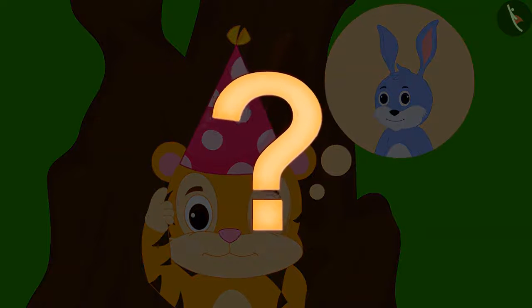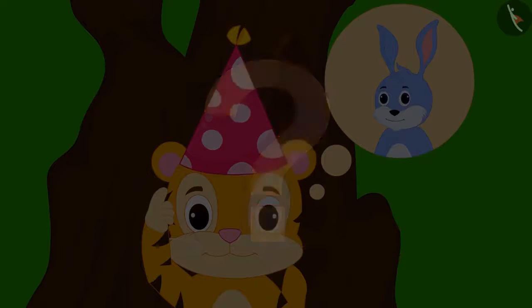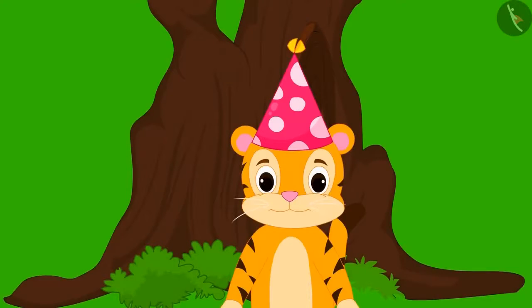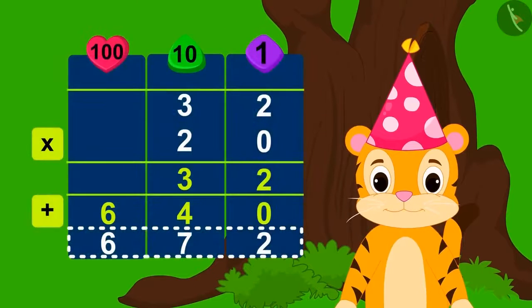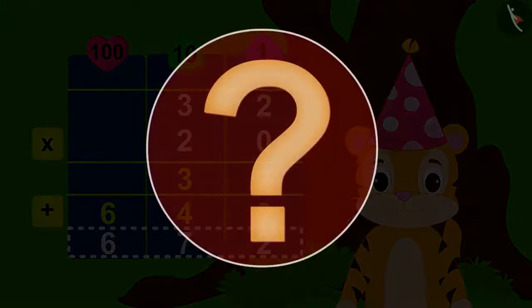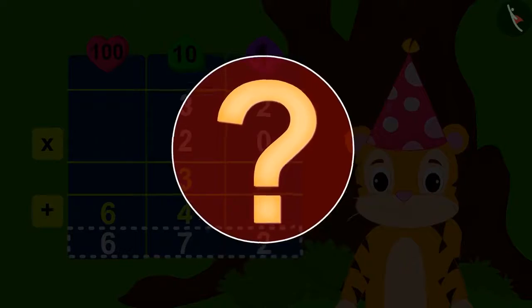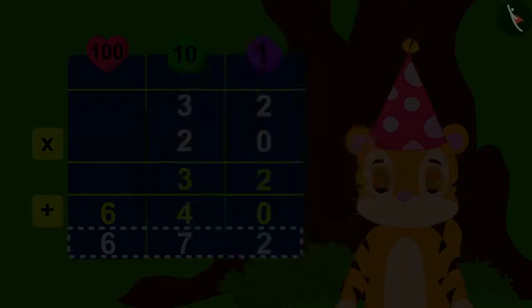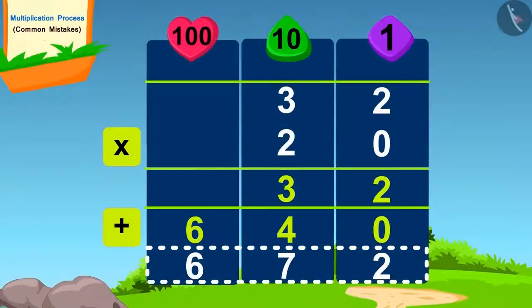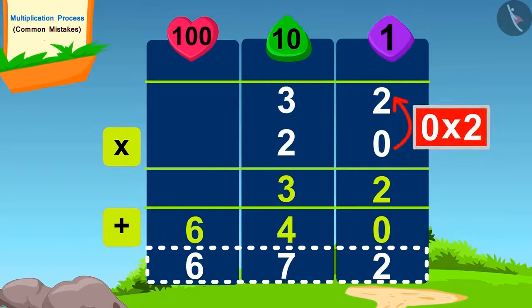Children, what do you think? Is Sher Khan right? No, Sher Khan is wrong. He made a mistake while multiplying. Can you tell me what was the mistake Sher Khan made? Sher Khan made a mistake while multiplying by 0. So, how do we find the right answer?